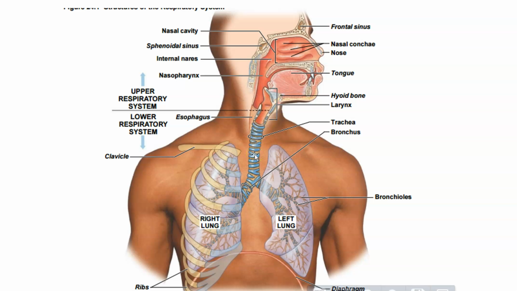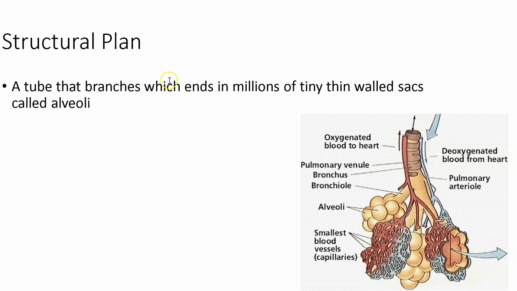If you had felt this in the cat, it would have felt very ridged, like ridges. And then it starts branching like a tree into various tubes. And so the structural plan is a tube that branches, which ends in millions of tiny thin-walled sacs called alveoli. So this is where gas exchange occurs. They look like little grape clusters, but that's where gas exchange occurs.